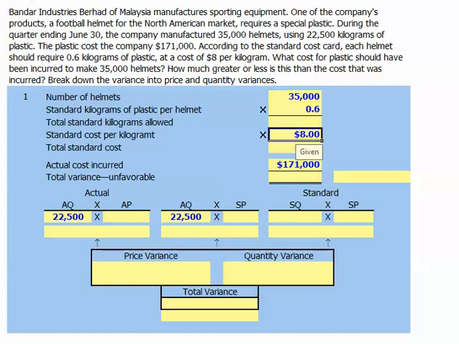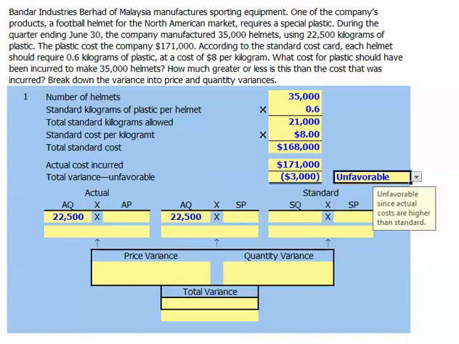Let's begin by calculating the standard kilograms allowed. We made 35,000 helmets and required 0.6 kilograms per helmet. 35,000 times 0.6 gives us our total standard kilograms allowed of 21,000. If we multiply this by our standard cost per kilogram of $8, we get a total standard cost of $168,000. Since the actual cost we incurred was $171,000, the difference of $3,000 is an unfavorable variance.